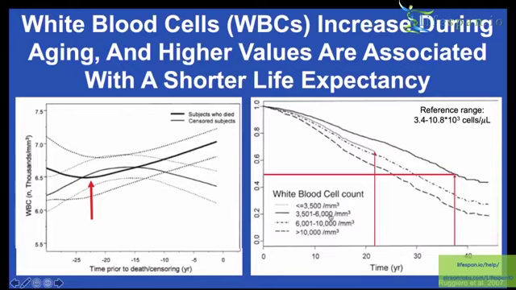So make sure that your white blood cells are in this range. I mean, that's a 15-year difference in life expectancy. It's a big deal. So what about higher than 6,000?